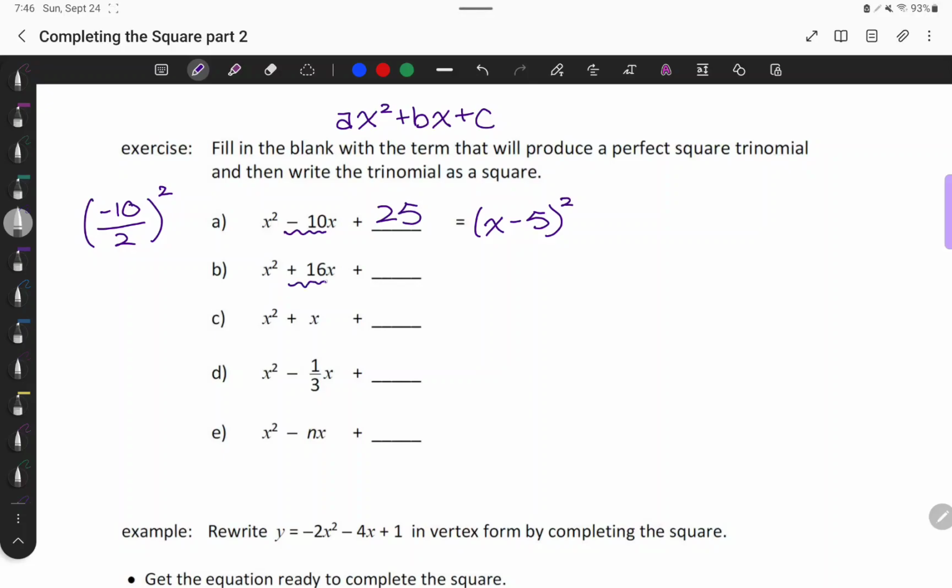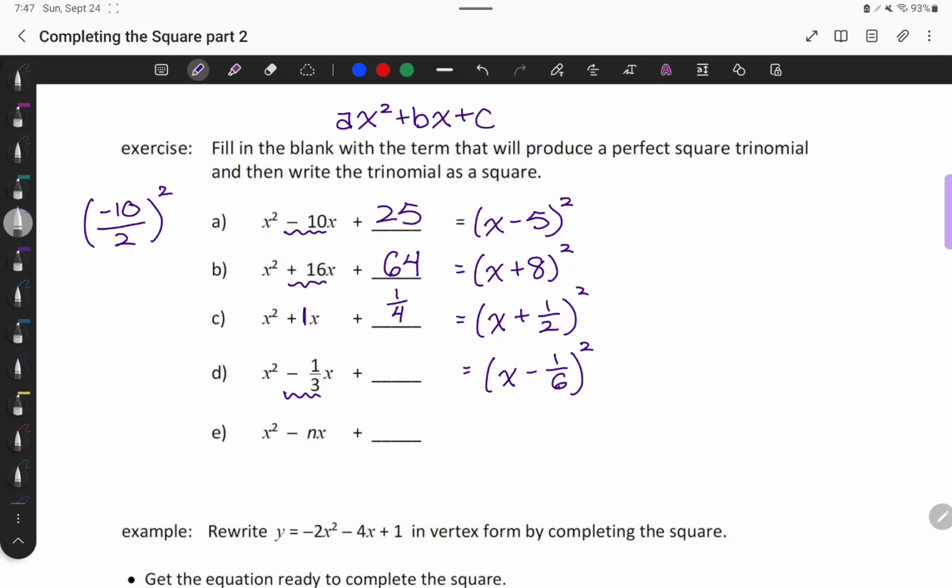So we're going to take the term in front of the x, divide by 2. This one will be x plus 8 squared, and 8 squared is 64. If we just have no coefficient, that's like having a 1 there. So that will be x plus 1/2. We'll keep it in fraction form, squared, and 1/2 squared is 1/4. Negative 1/3 will be half of that as well, so x minus 1 over 6 squared, and negative 1 over 6 squared is 1 over 36.